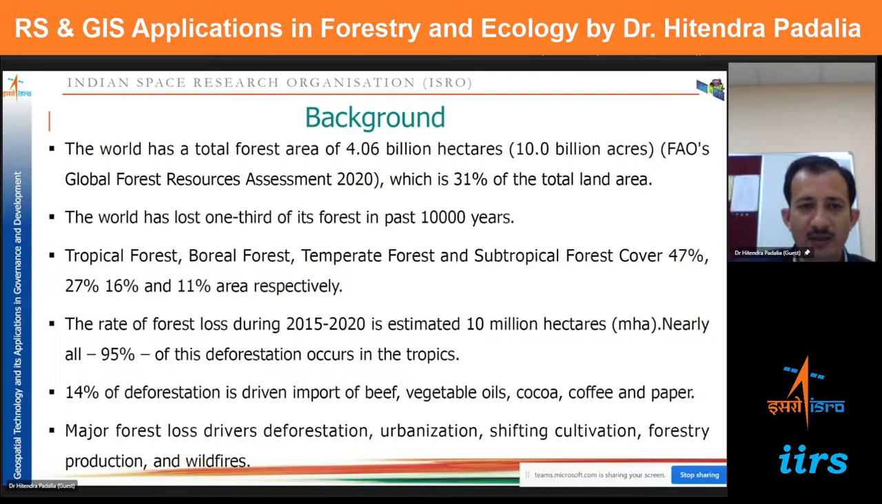So you can understand that around 60% of the area is in some kind of naturalness. Forest, grasslands, woodlands exist today on the surface of this planet. Within the forest area, we have tropical forest, boreal forest, temperate forest, and subtropical forest. These are the broad categories of forest. Tropical forests constitute about 47% of the total forest cover, followed by boreal forest 27%, temperate forest 16%, and 11% subtropical forest.